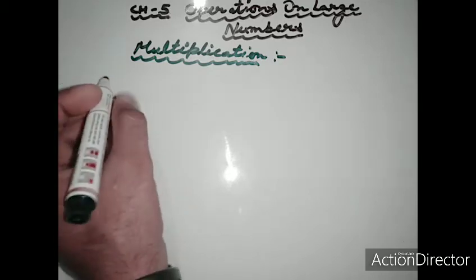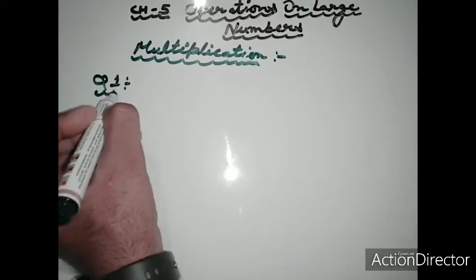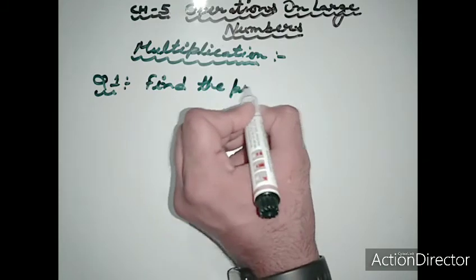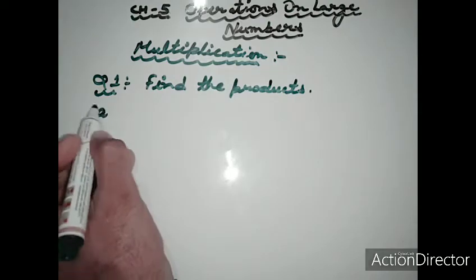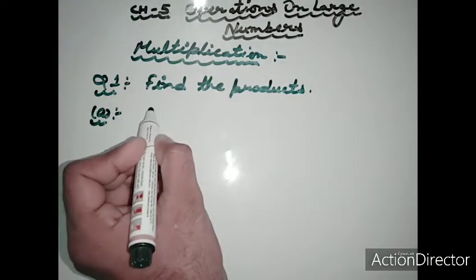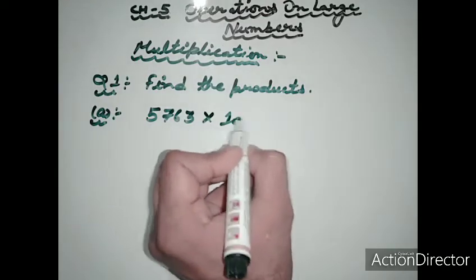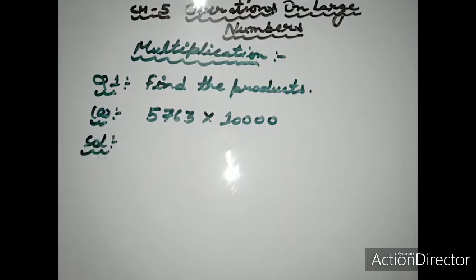Now here we take some examples related to multiplication. And the question is: find the products. Now the first one, 5763 multiplied by 10,000, right? So here we solve this question by using the shortcut method of multiplication.